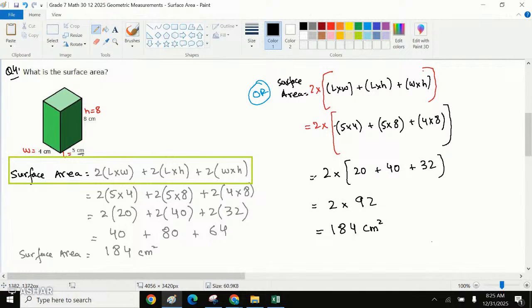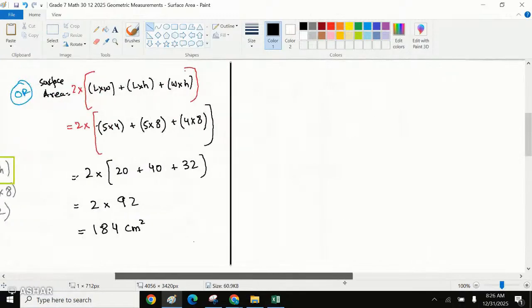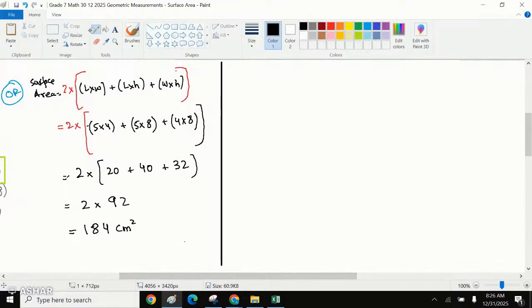But I was doing the first formula so that everyone watching the video would understand that there are 3 pairs of equal sides. You can use the first option or the second option. It's exactly the same, and we'll have the same answer. Moving on to the next question, question number 5. Let's try another question.